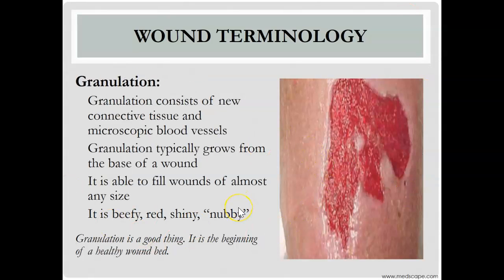Terminology, different stages of healing around wounds. This doesn't look great, but this is actually a very good stage. This is called granulation. It consists of new connective tissue and microscopic blood vessels. The first good stage of wound healing is granulation. It grows in the base of the wound and is able to fill wounds of almost any size. It's usually beefy, red, shiny, nubby. Granulation is a good thing. It is the beginning of a healthy wound bed. This is what you want in wound care.